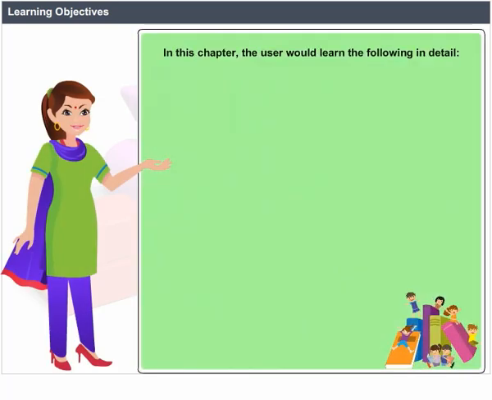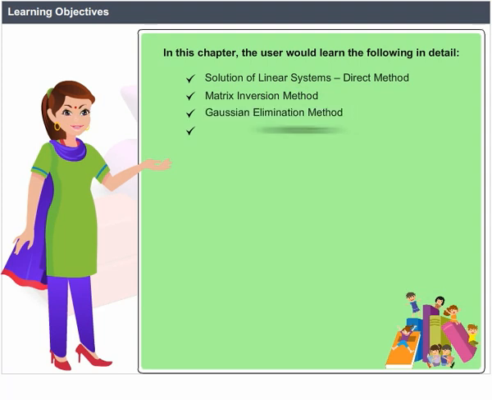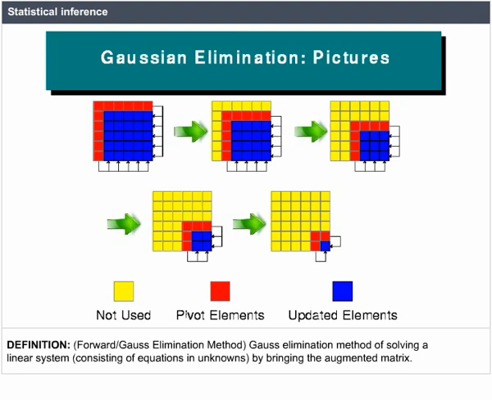Learning objectives. In this chapter, the user will learn the following in detail: solution of linear systems, direct method, matrix inversion method, Gaussian elimination method, method of factorization, iterative method, Gauss-Seidel method. Gaussian elimination: pivot elements, updated elements.